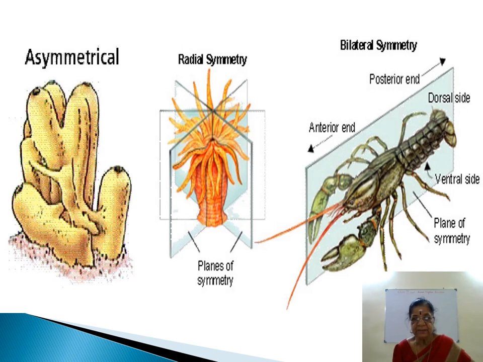Asymmetrical, radial symmetry, and bilateral symmetry. I hope you could follow this. Look at the figure carefully, the plane. In Hydra, the plane cuts through every radius. You have to observe that.